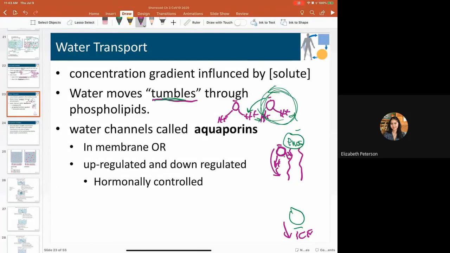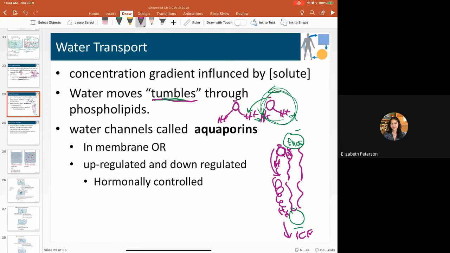So the hydrogens are not attracted or repelled by the lipid tails, but as the water is tumbling through, the hydrogens will be attracted to the negative charge on the phosphate, and then it gets close enough to the phosphate that the oxygen's negative charge repels, and now it's inside the cell.